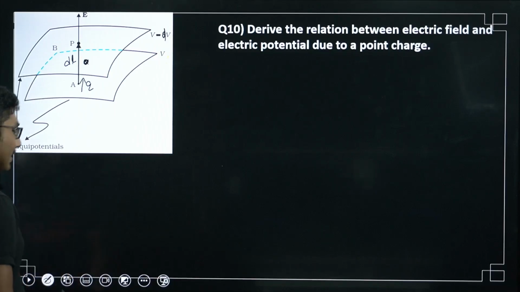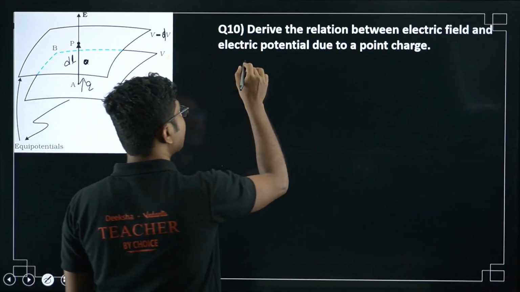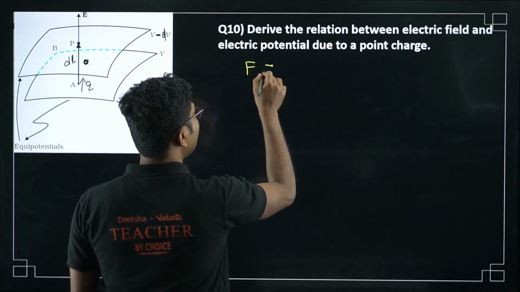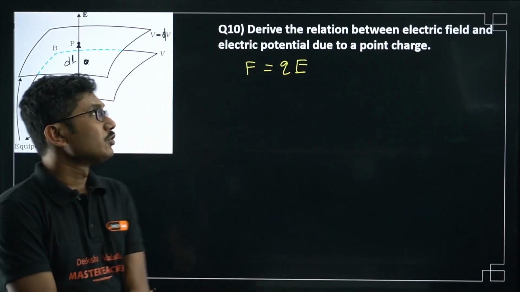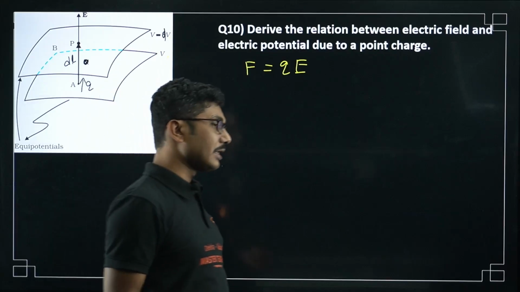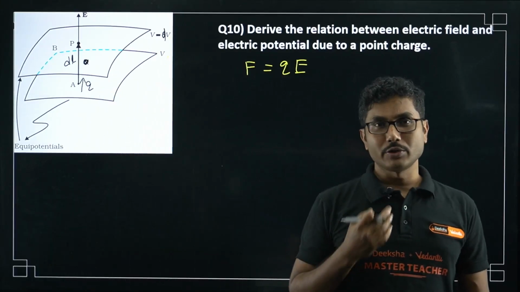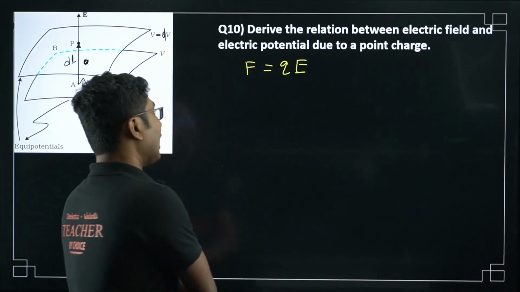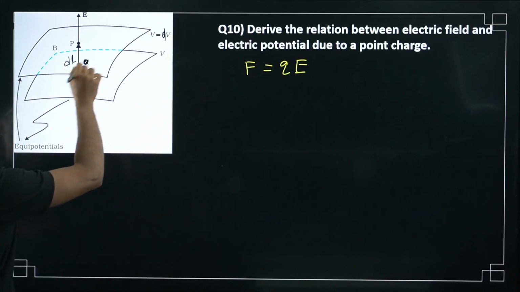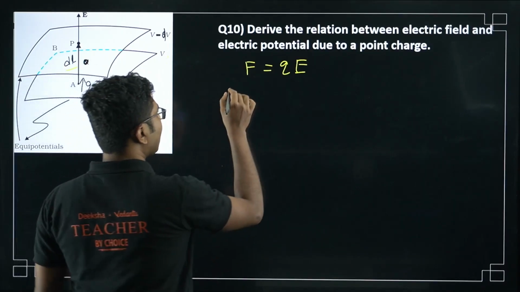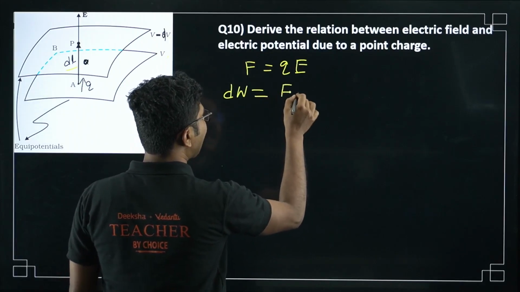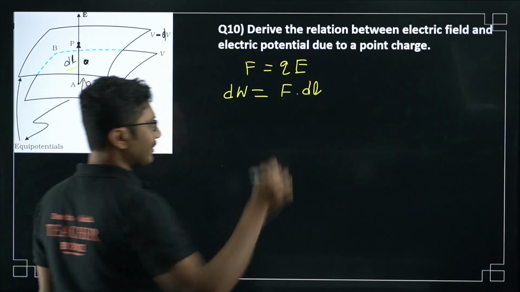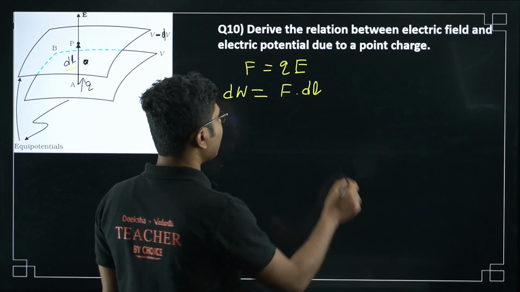And what is the magnitude of the force? The force will be q into electric field. That is the definition, right? So a charge kept in an electric field will experience a force qE. Now if you move it by a distance, say dl, then what is the work done? The work done will be given by force times displacement. That is the mechanical definition of work done, right?